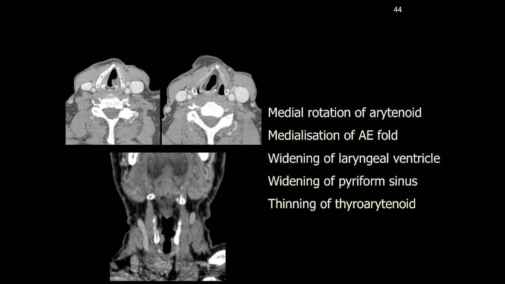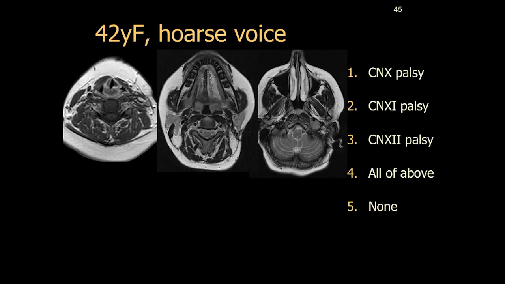Okay, so the key findings here are medial rotation of the arytenoid cartilage, medialization of the aryepiglottic fold with enlargement of the ipsilateral laryngeal ventricle and piriform sinus. Also note, the ipsilateral vocal cord is thinned due to atrophy of the thyroarytenoid muscle, which is better seen on the coronal images. If you look here, there is atrophy of the left vocal cord or glottis compared to the normal right side, and the ipsilateral laryngeal ventricle is enlarged. These are typical appearances of a vocal cord palsy.